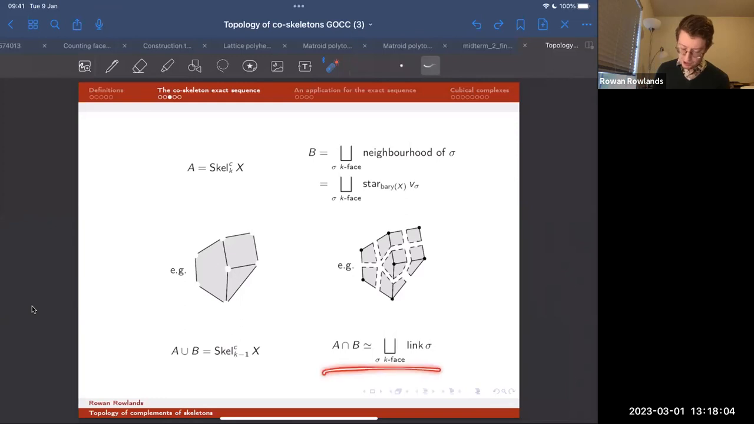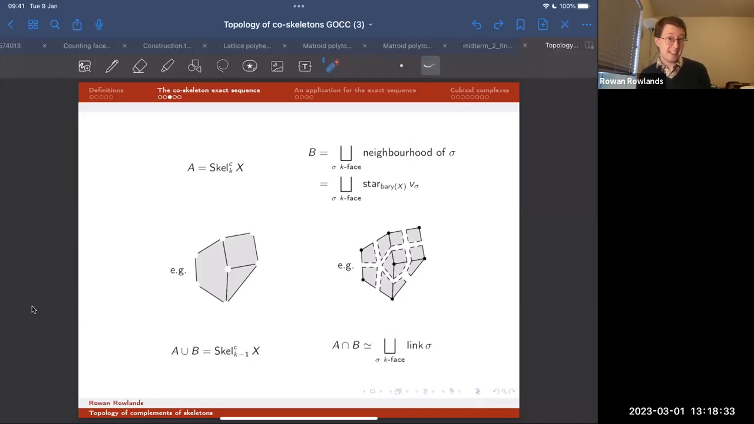For the intersection of these two spaces, let's start by thinking about B first. This time, we've got a disjoint union of open neighborhoods of all of the k-dimensional faces. But then when we intersect that with A as well, we're also kind of deleting the k-dimensional faces from that picture. So we'll end up with a union of open neighborhoods of those faces, but with the faces themselves deleted, which sounds a lot like how we defined the link a couple of slides ago.